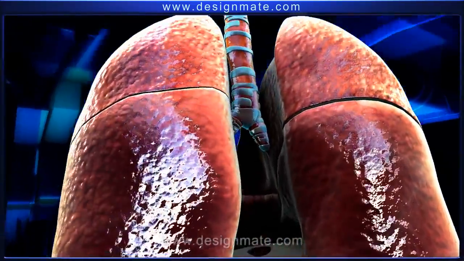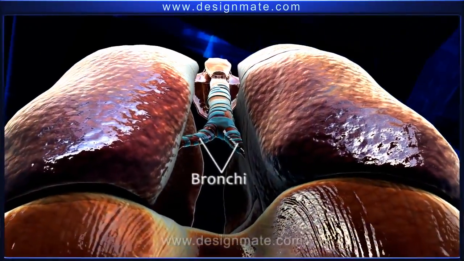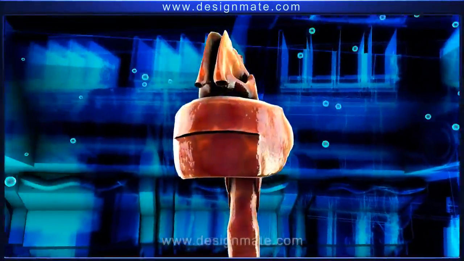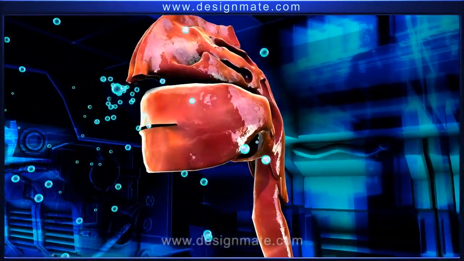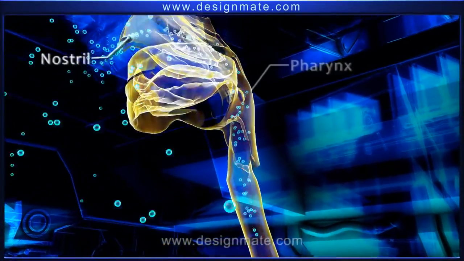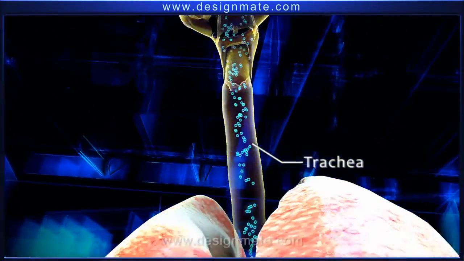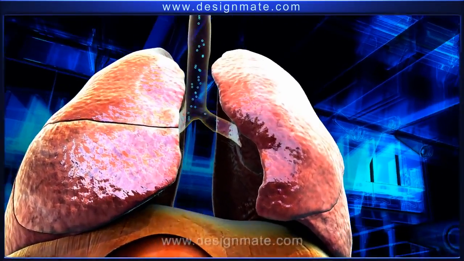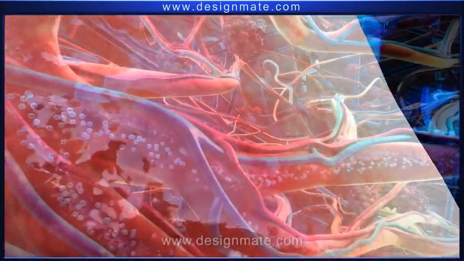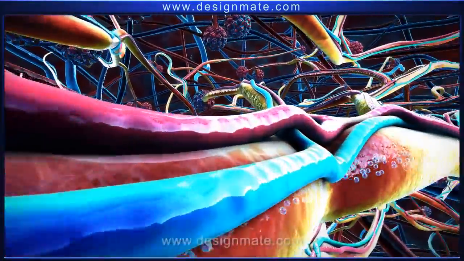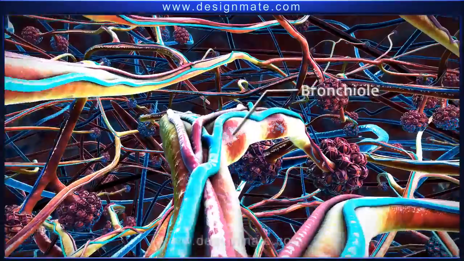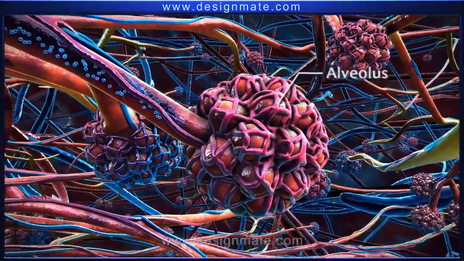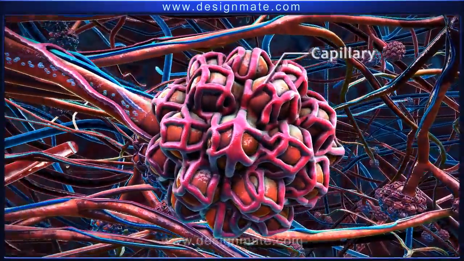Both the lungs are associated externally with bronchi, which unite and extend into the trachea. As we breathe, the oxygen molecules enter the nostrils and travel downwards through the pharynx and trachea to finally reach the bronchi. From each bronchus, oxygen travels into the lungs. Within the lungs, the bronchus divides repeatedly to form bronchioles. Oxygen travels through these bronchioles and reaches the alveoli, each of which is surrounded by a network of capillaries.